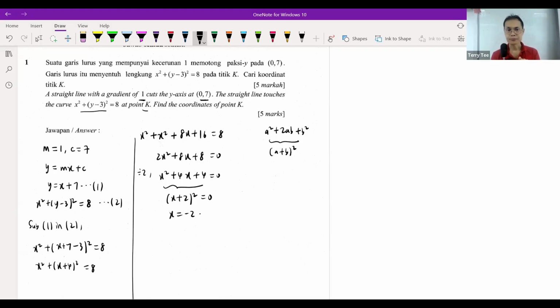So once I got my x value, I need to find my y value. I sub inside equation number 1. My y is now minus 2 plus 7. Answer is 5. So the coordinate point K is just x followed by y. We write minus 2, 5.